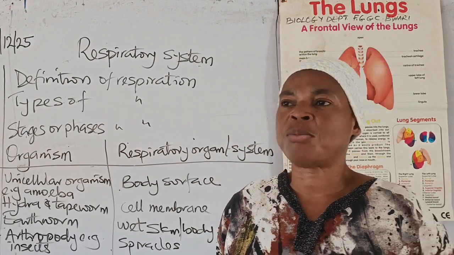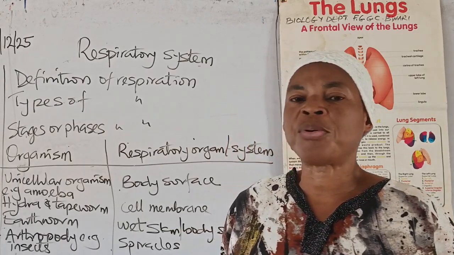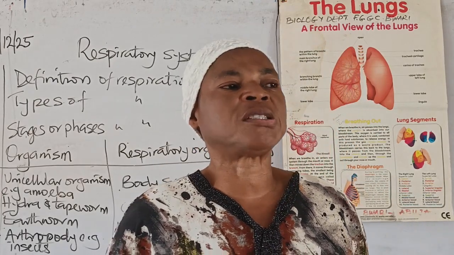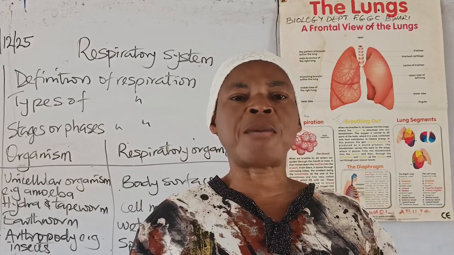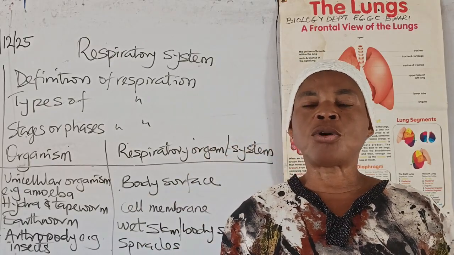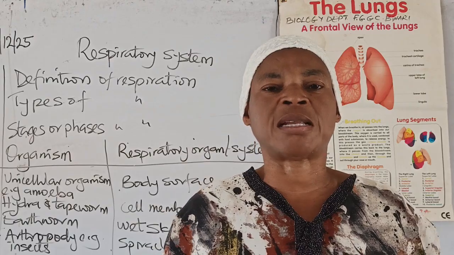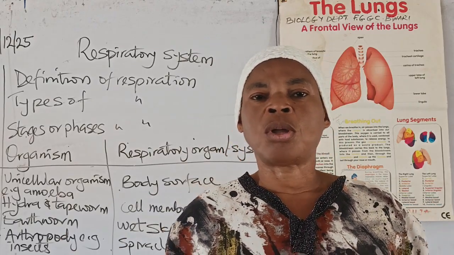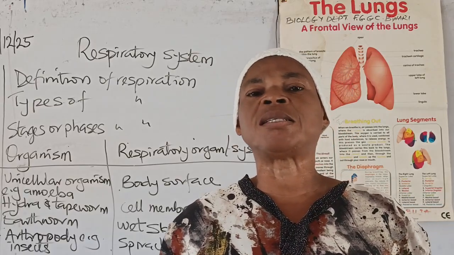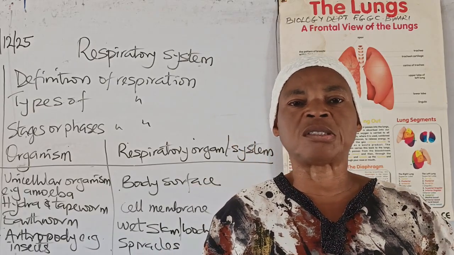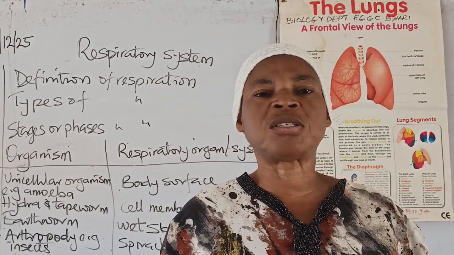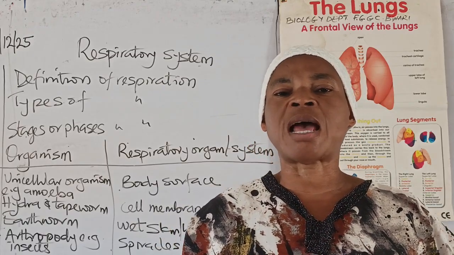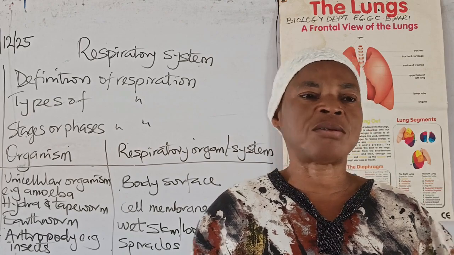And I'm going to start with amoeba. Amoeba uses its body surface. What happens is that amoeba is always found inside water, so oxygen is always diffusing inside. You all know that amoeba is a unicellular organism, so it is very, very small. So it doesn't even require any respiratory organ. It just uses its body surface. That means that oxygen diffuses inside and carbon dioxide diffuses outside.